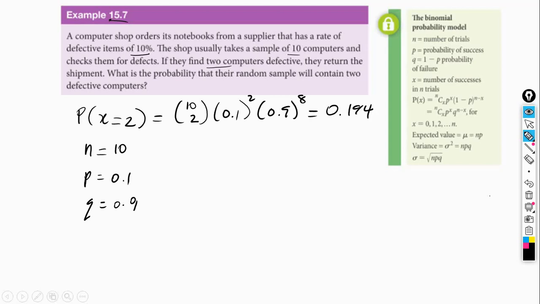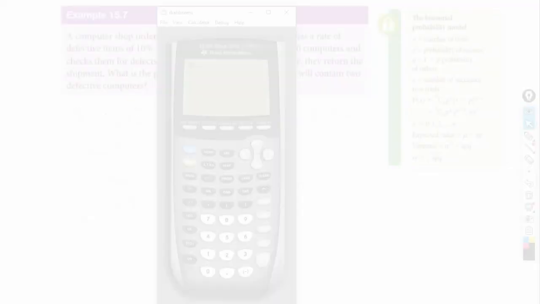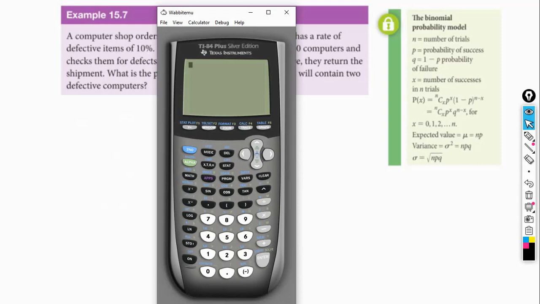Now, the GDC has a function that calculates this for you, so I'm going to show you how to do that next. So what we do with the GDC is that we go to second and vars, and on top of vars, you're going to see something that says distribution. And once you enter that screen, you're going to scroll down all the way to letter A, where it says binomial probability distribution formula.